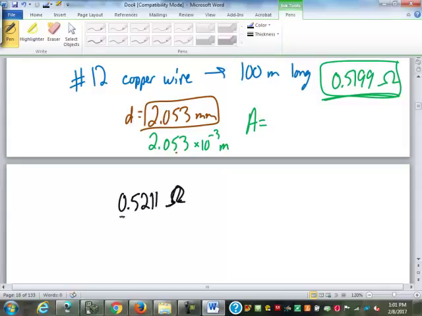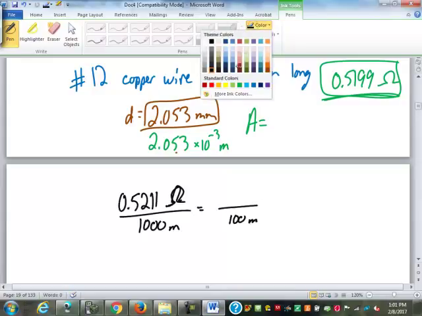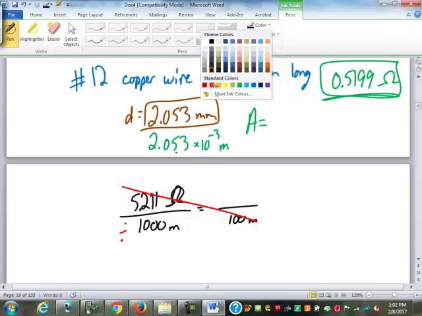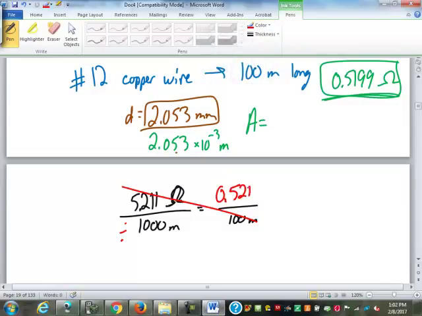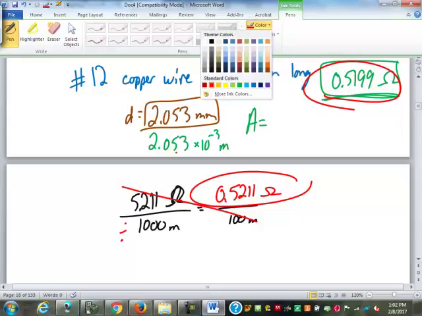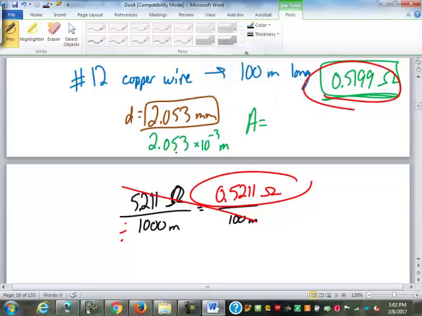So it's 0.5211 ohms per 1,000 meters. How much is that per 100 meters? Cross, multiply, and divide. Oops, that should be 5.2, not 0.52. So 5.2, we cross, multiply, and divide. This should be 0.5211 ohms. So that calculation comes out really close. 0.521 and 0.519 are pretty darn close to each other. Obviously, it's round off errors that make it not quite perfect.